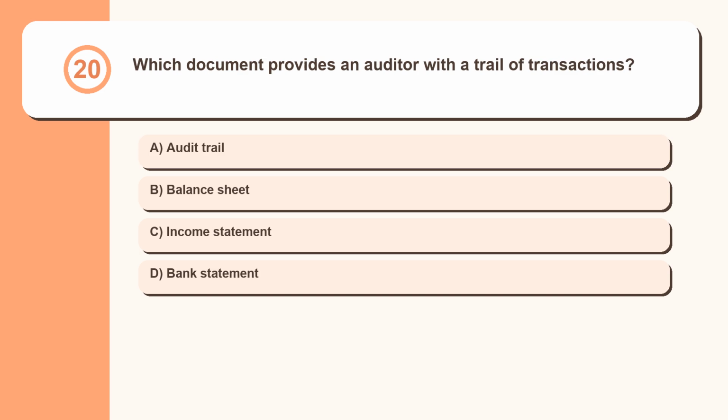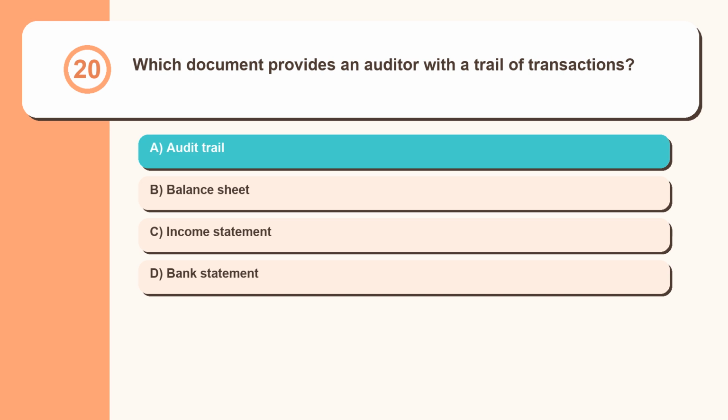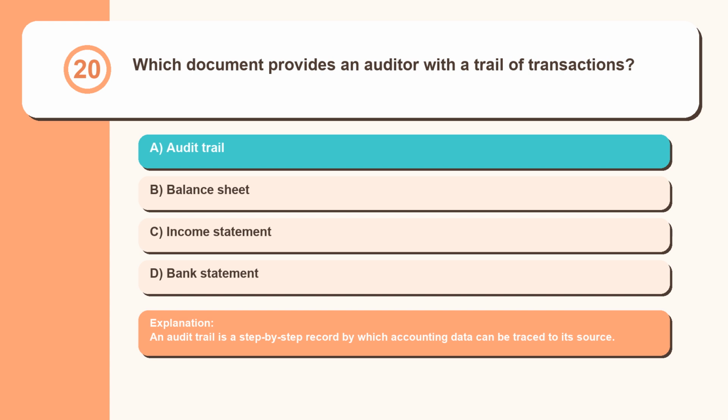Question 20. Which document provides an auditor with a trail of transactions? Audit trail, balance sheet, income statement, bank statement. An audit trail is a step-by-step record by which accounting data can be traced to its source.